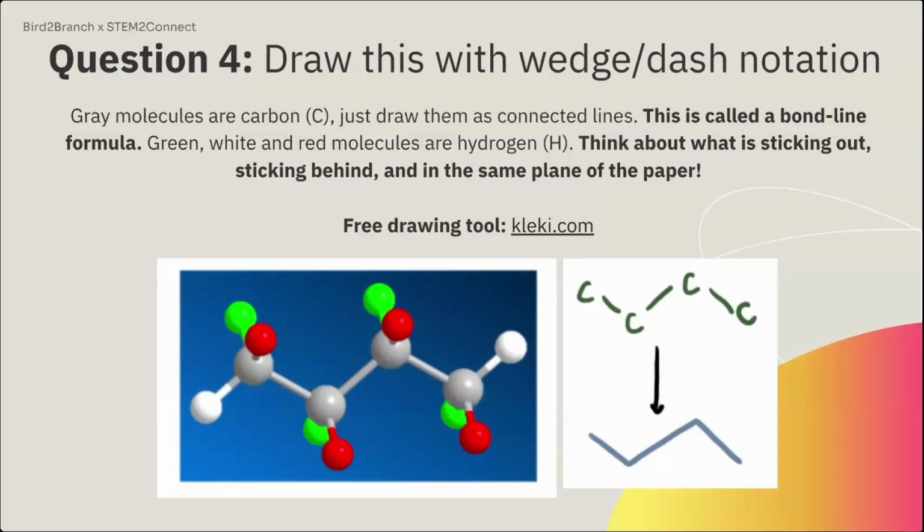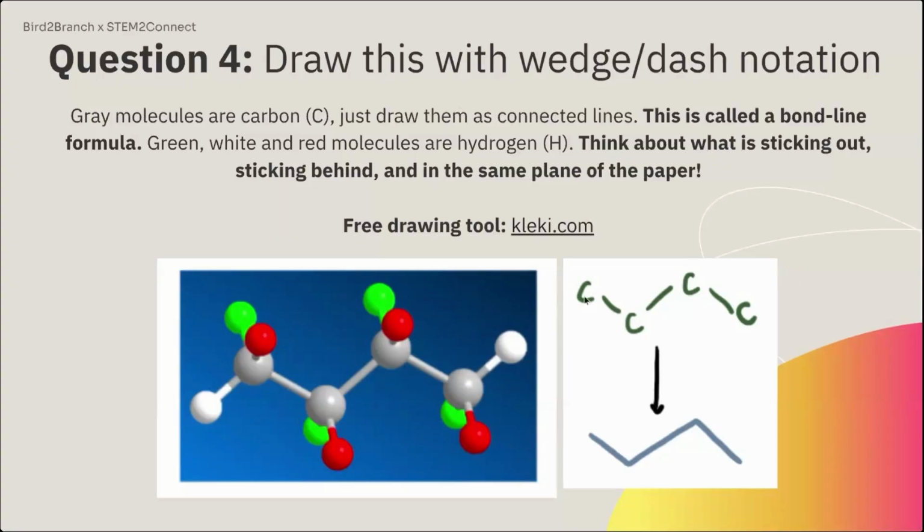Green, white, and red molecules are hydrogens, and you can either draw a solid triangle or a dashed triangle to represent if it's sticking out in front of you or behind you. So I'll give you a second to either get out a sheet of paper or use this free drawing tool called Clucky.com, using your mouse or a stylus to draw this one out. And if you don't have paper, a tablet, or a computer, feel free to let me know and we can also look at other people's answers after this one.